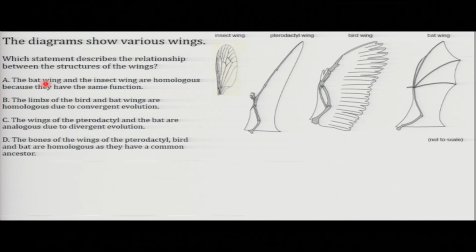B, that the limbs of birds and bat wings are homologous due to convergent evolution. So we now start thinking, okay, divergent evolution, same ancestral origin, diverge into new species, into new environments. Convergent evolution, different ancestral origin, structures as adaptive features they acquire along the way tend to look alike. In which case, organisms tend to come together in terms of similarity, though with different ancestral origins.